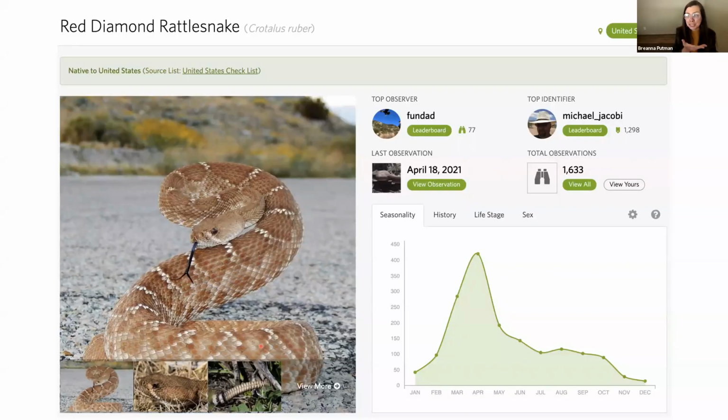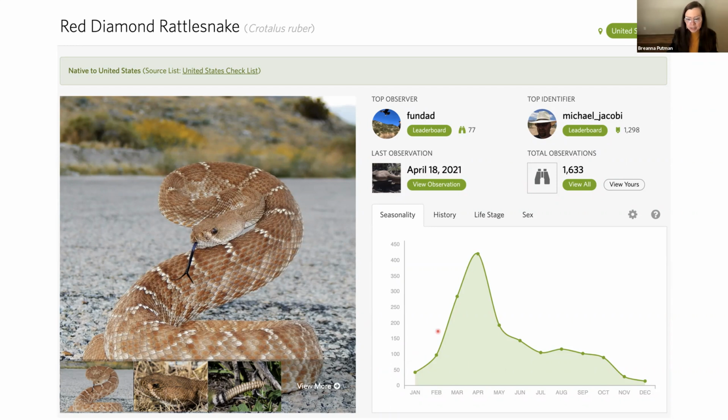So I'm also a herpetologist, which means I study reptiles and amphibians. So rattlesnakes are one of my favorite species. The red diamond rattlesnake is a local species in the Inland Empire region, and it's a species of conservation concern in California, mainly because it's threatened due to habitat loss.